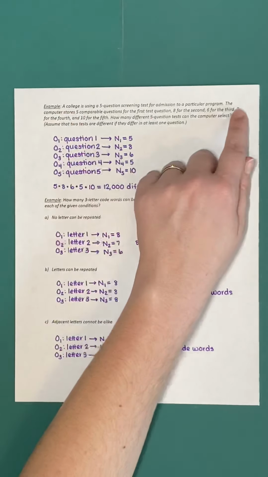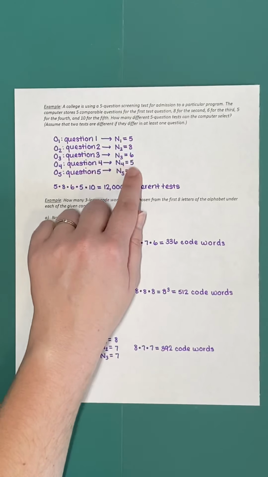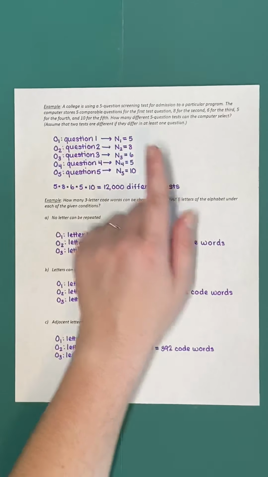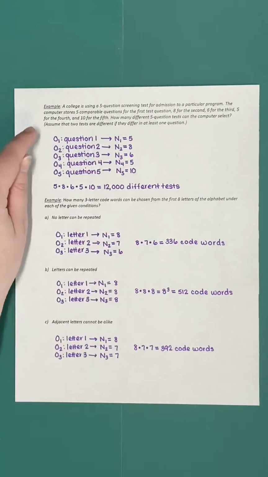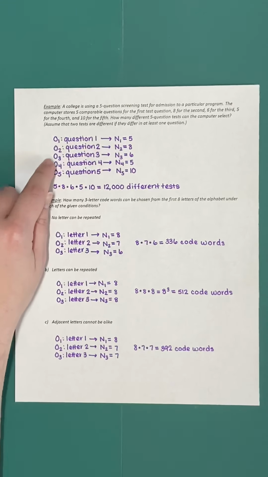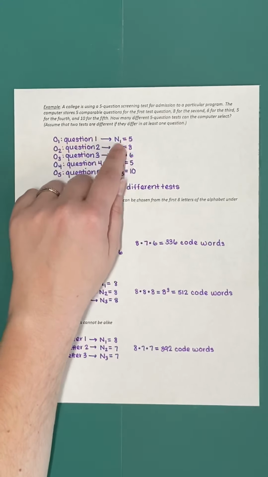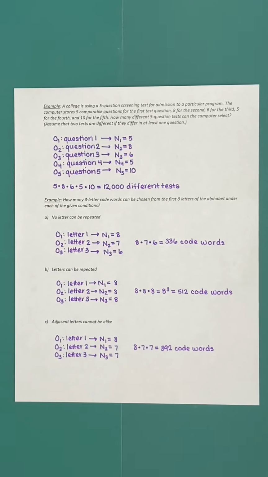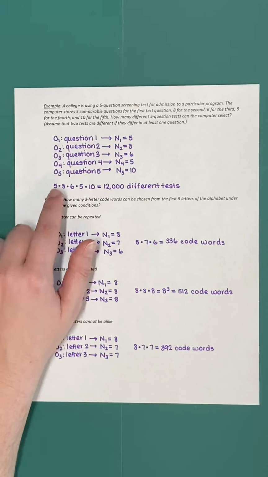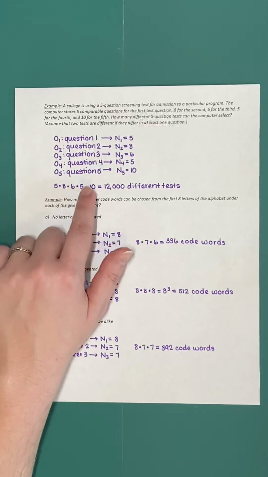For the fourth question, there's 5 options. So n sub 4 is going to be 5. And then for the final question, there's going to be 10 options. So n sub 5 is going to be 10. The computer performs these 5 steps, and there's this many ways to do each of those individual steps. So the multiplication principle says if we want the computer to pick the entire test, in other words, do all 5 steps, pick all 5 questions, we're going to multiply together the number of ways we can do each of those steps. So 5 times 8 times 6 times 5 times 10.